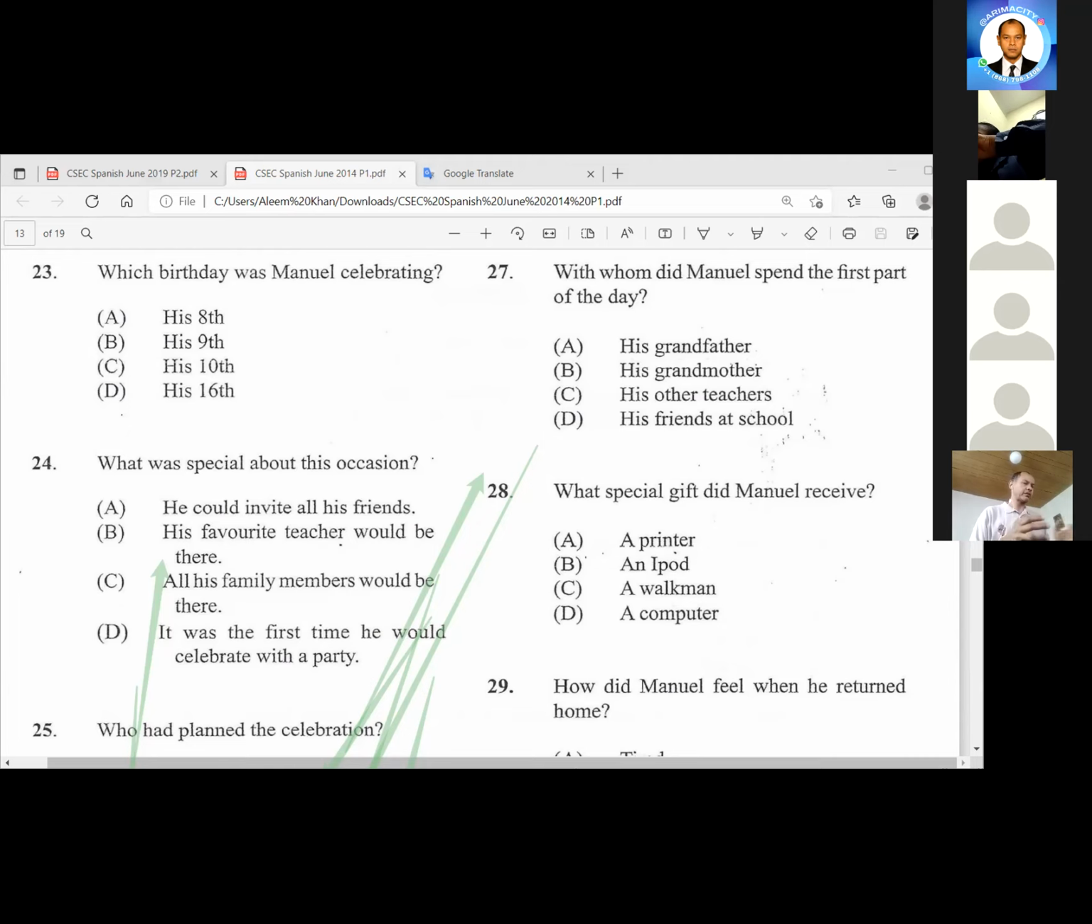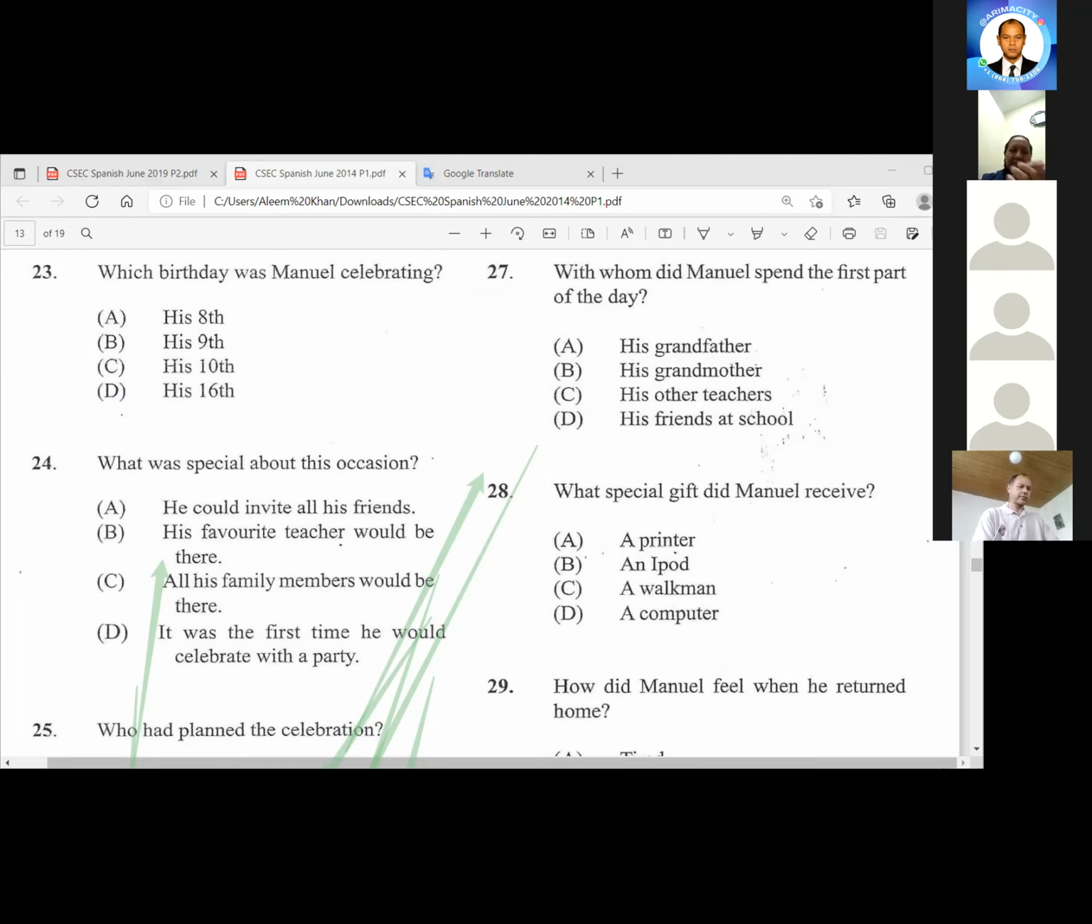Ok, entonces, en este caso, como no tengo el párrafo, lo que voy a hacer es dictar una oración y hacerte la pregunta en inglés y tú me indicas cuál es la respuesta correcta. Ok. Ok.